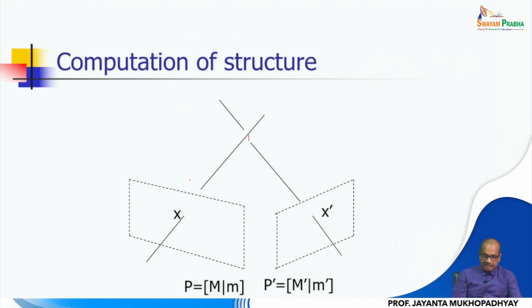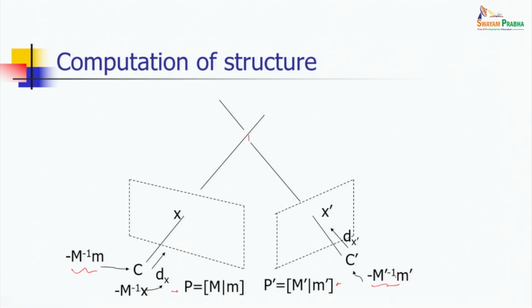So in general, we are considering a structure with M and M prime, and this is C prime, and dx is the direction, dx prime is the direction. As you know, the camera center is minus M inverse m, and this camera center is computable. dx is M inverse x, and this is also M prime inverse x prime, it is not minus, right.